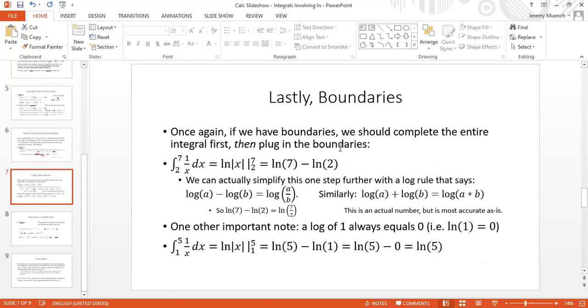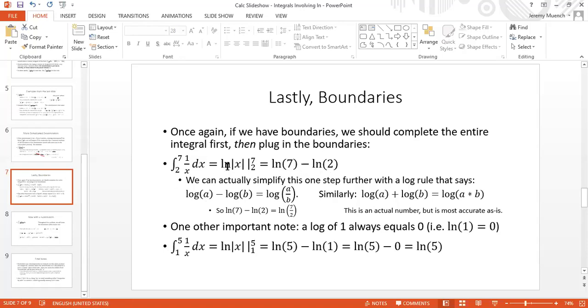So here, if we had the integral from 2 to 7 of 1 over x dx, the integral of 1 over x dx goes to ln of x, or ln of the absolute value of x. But now we need to plug in 7 and 2. So we get ln of 7. Notice I dropped the absolute value here because 7's positive. So ln of 7 minus ln of 2.